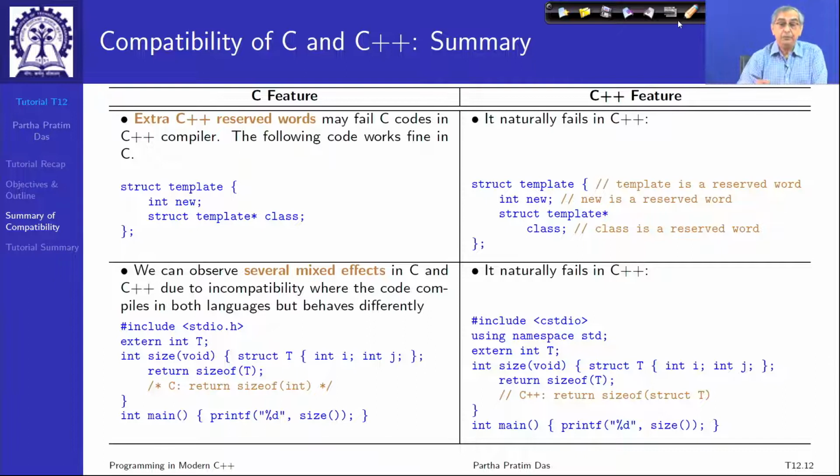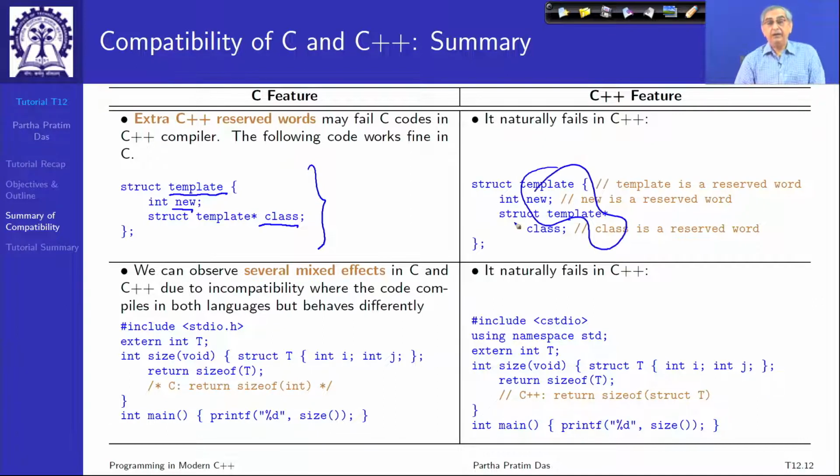Naturally, this is the most common one, that there are extra reserved words in C++. So, a code like this will fail, which has the name of a struct or tag of a struct as template, name of a variable as new, name of a data member of the struct as class. These all will fail because these are all different keywords in C++, which is easy to understand, and reduces the portability of C as C++.